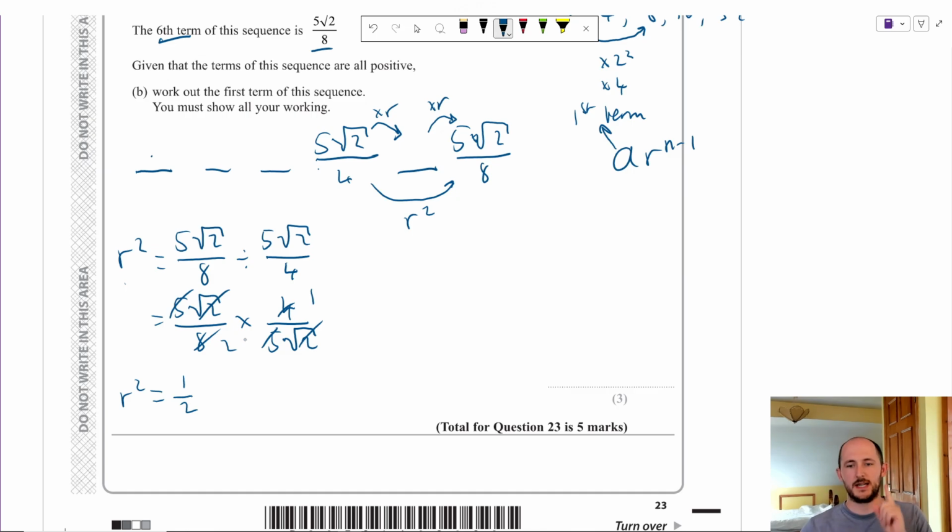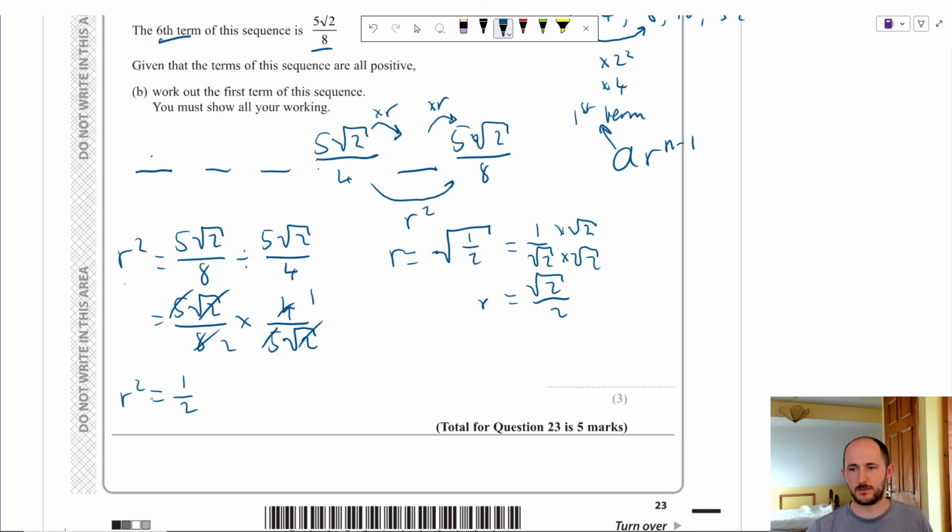Cool. Now, that's R squared, which means R is equal to the square root of 1 over 2, which is just 1 over root 2. Again, I do personally like to rationalize denominators, not just in general, just for questions. I'm not that weird. So that would be root 2 over 2. And that is my value for R.